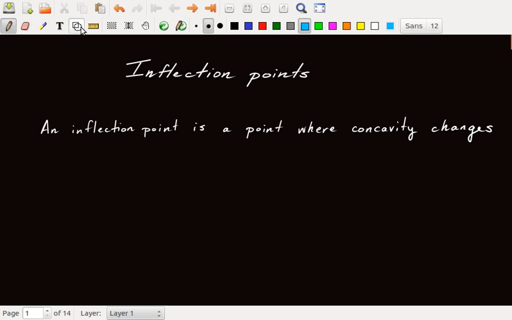In this video, I want to discuss inflection points. An inflection point is a point where concavity changes. So you might have a graph that looks like this, so it's concave up, and then it starts turning down, concave down. So this is concave up. On the right-hand side, the graph is concave down, and somewhere in between we change concavity. The concavity changes from up to down about right here. So this is the inflection point.